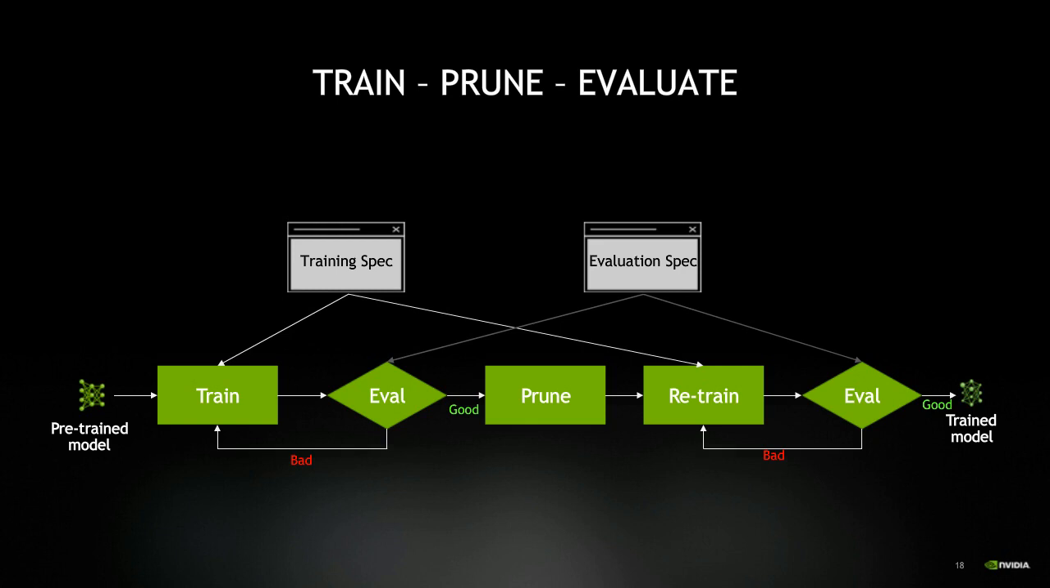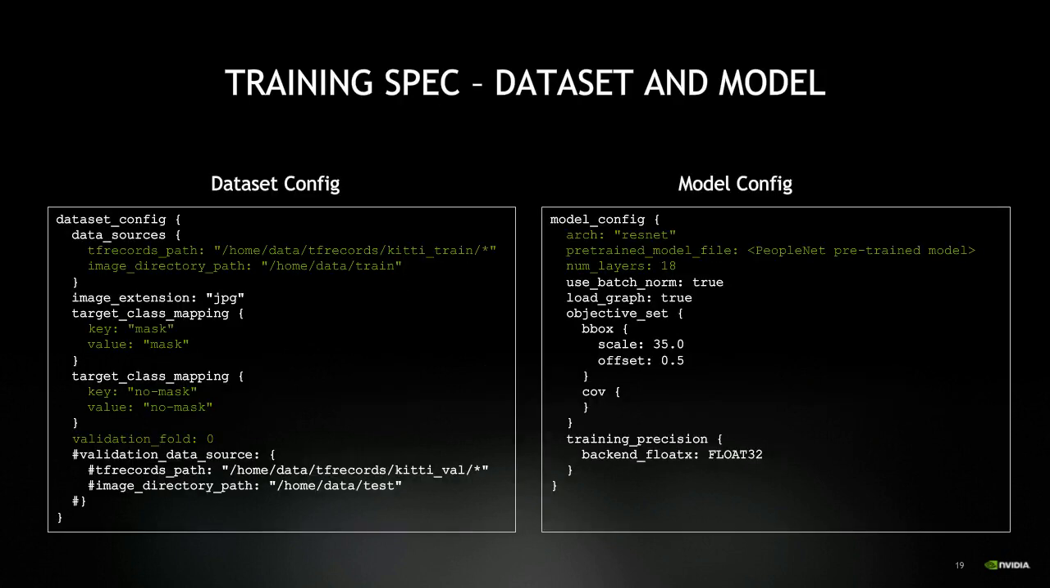Let's look at the training spec. Among the few things that you can configure in the training spec are the dataset, which dataset to use, and the model, which pre-trained model architecture to use. In the dataset config, you specify the TF record path for training and validation data. You can also configure classes that you want to train over.